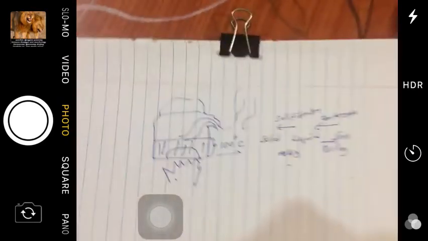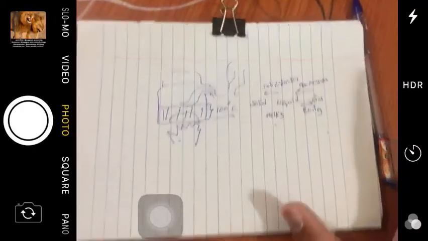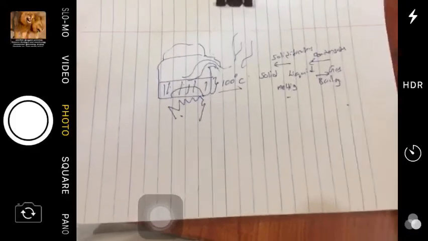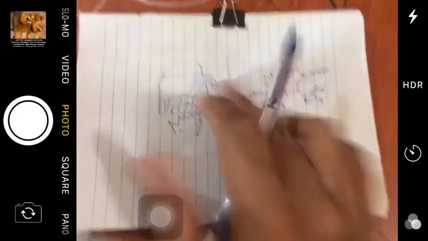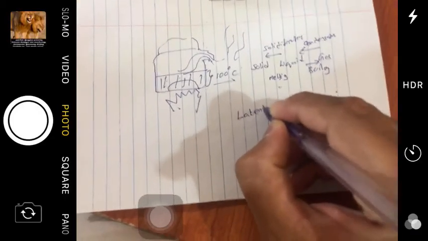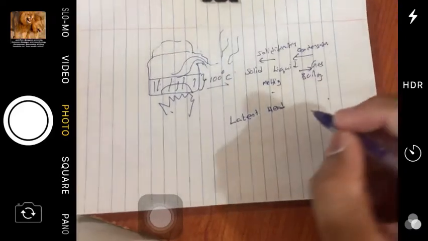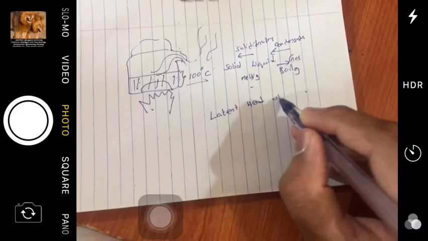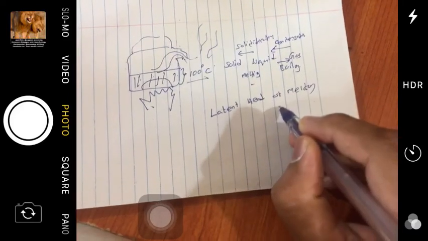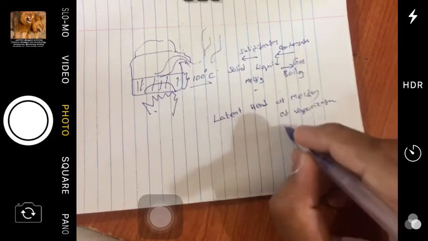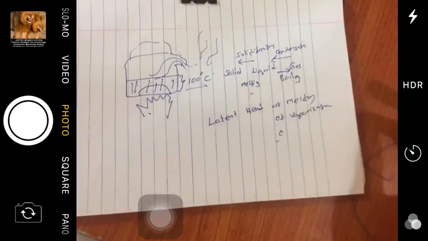Then the next thing that we're going to look at is how to exactly define this heat energy required for change of state. So we define it, we call it latent heat, and depending on the change of state it is associated with, it would be latent heat of melting, latent heat of vaporization or boiling, or latent heat of condensation.